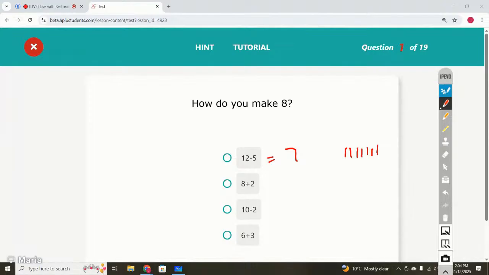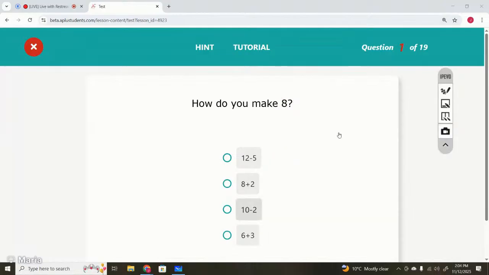The next one is 8 plus 2. So start with 8 and count up 2. So that is 8, 9, 10. The answer is 10. 10 minus 2 is 8. And 6 plus 3 is 9. So you need to find how do you make 8. The only option that can make 8 is 10 minus 2. Option number 3 is the correct option.